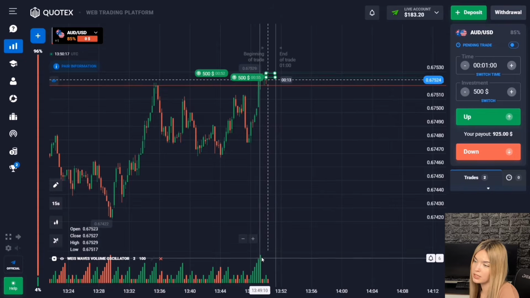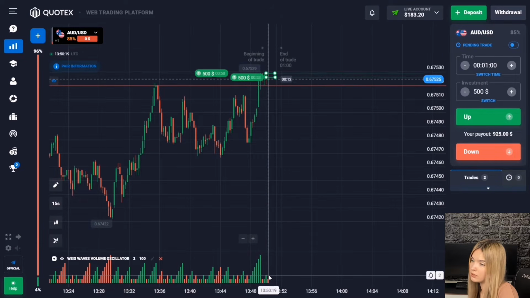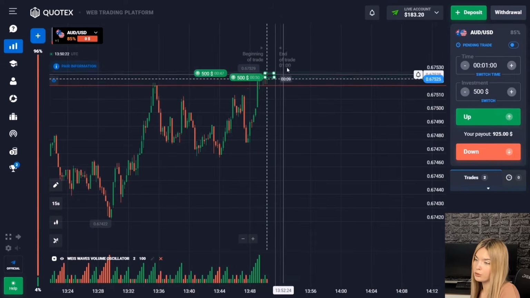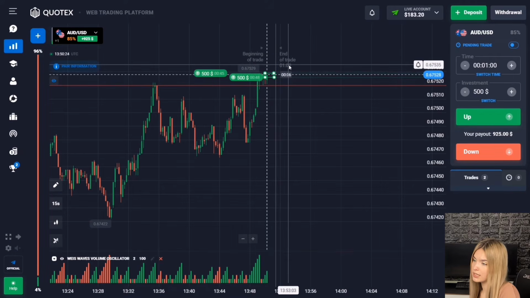We also see that the green histogram has been mainly formed here lately, which means that volumes are growing for an increase. In the near future the price should move up. I hope that 1 minute will be enough for us. So guys, let's wait for the result.